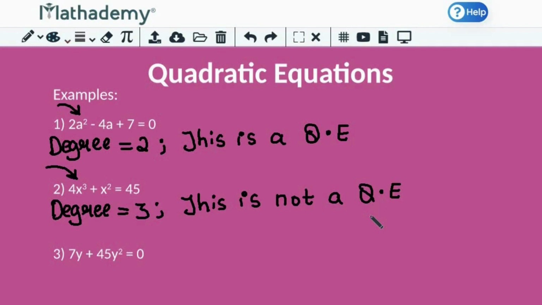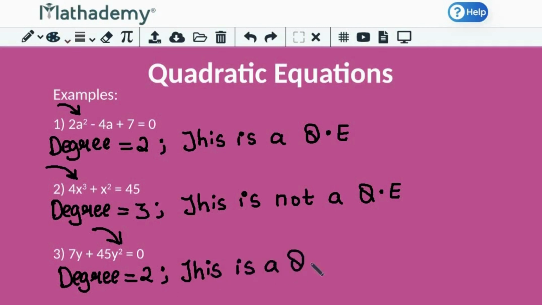7y + 45y² = 0. The highest power of the variable y in this equation is 2. Therefore, the degree of this equation becomes equal to 2. And such an equation having degree 2 is called a quadratic equation. Now, to simplify this concept a bit, let us have a look at the general form of the quadratic equation.